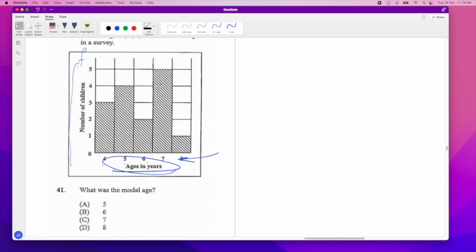Well, the modal age will be the one with the highest frequency. So that is 7, right? The highest frequency is 5, sorry. And so that tells me that 5 children have 7 years of age. And so the most amount of children here is at 7 years of age. So you can see they put 5 there just in case you put this number. No, it's not that number. It's always on the horizontal range.